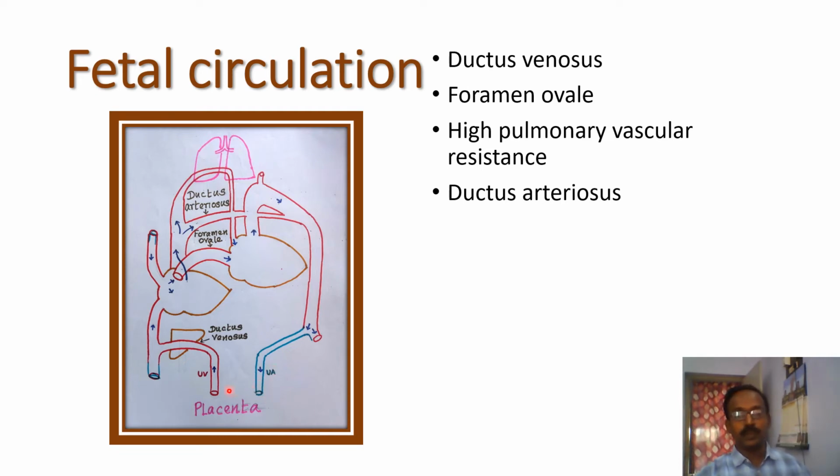So the umbilical cord contains one umbilical vein and two umbilical arteries. So ductus venosus carries the oxygenated blood from the placenta to the inferior vena cava. Foramen ovale transports the blood from the right atrium to the left atrium. Ductus arteriosus carries the blood from the pulmonary artery to the aorta.